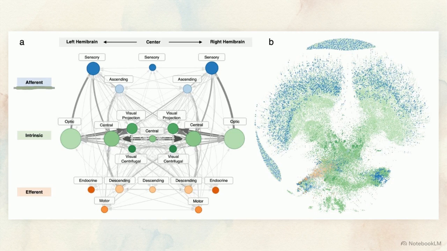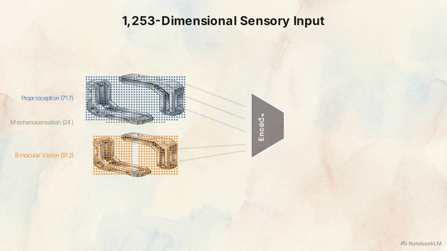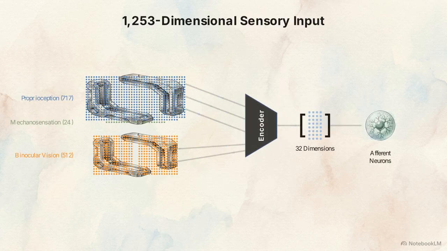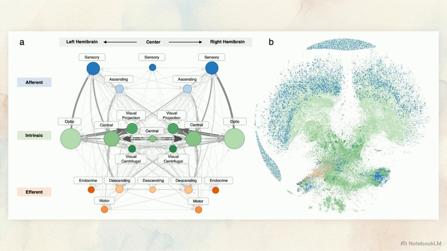The afferent partition consists of the specific subset of neurons biologically assigned to receive external sensory inputs. In the simulation, this observation input is a 1,253-dimensional vector containing continuous data on proprioception, mechanosensation, and binocular vision. The intrinsic partition contains the interneurons. These are responsible for building internal representations and mediating signals deep within the network structure. Finally, the efferent partition represents the motor neurons, responsible for translating those internal signals into physical outputs to the body model.